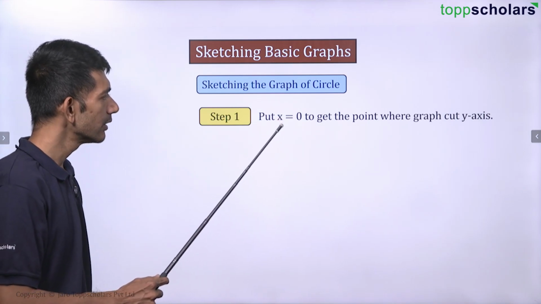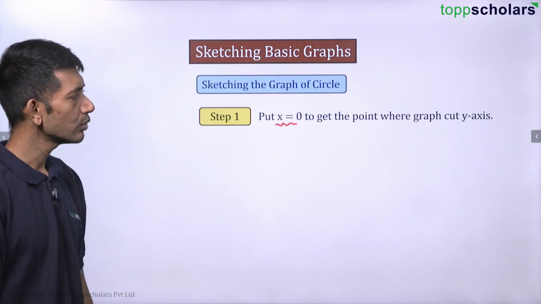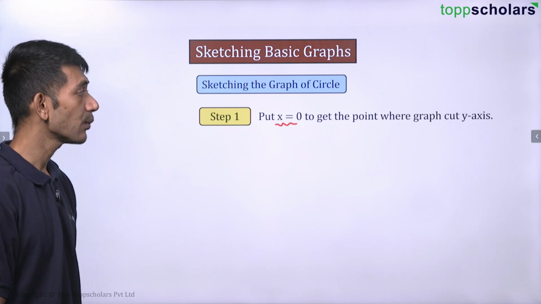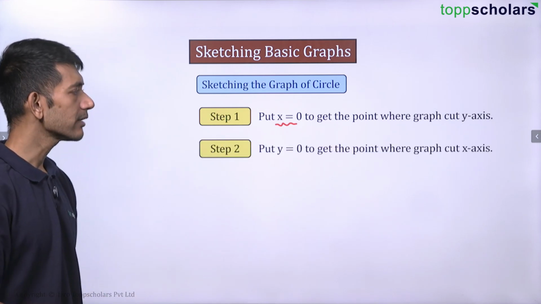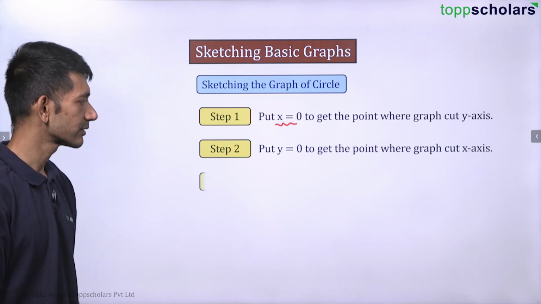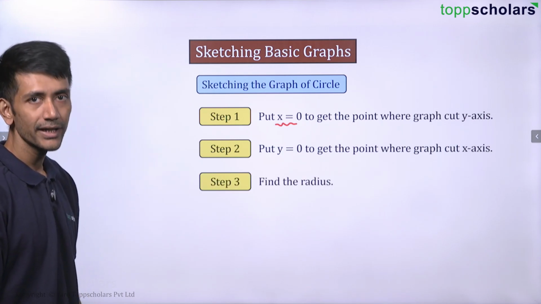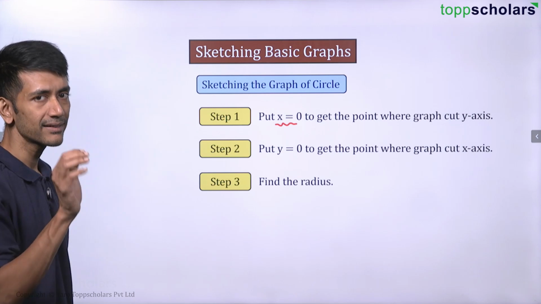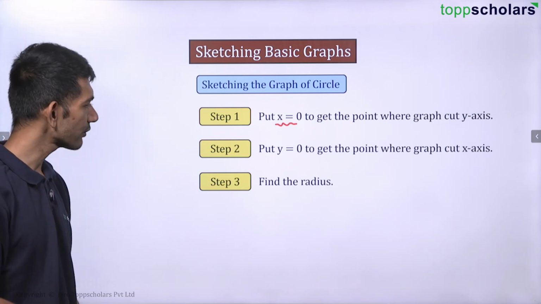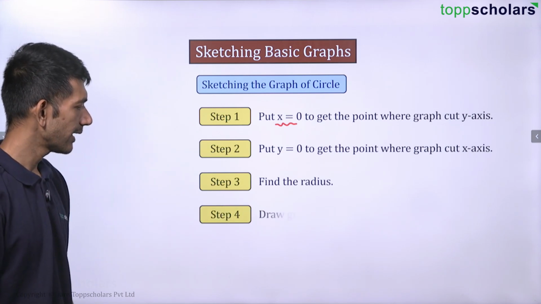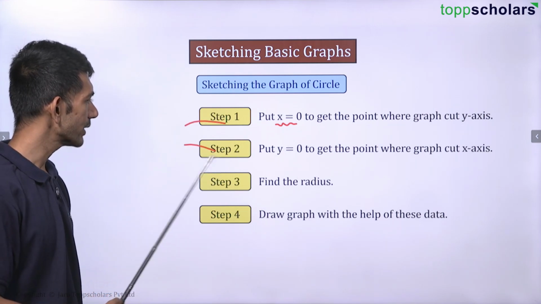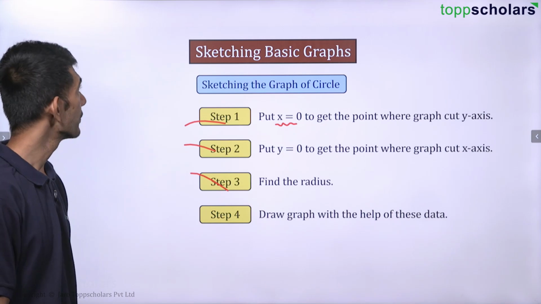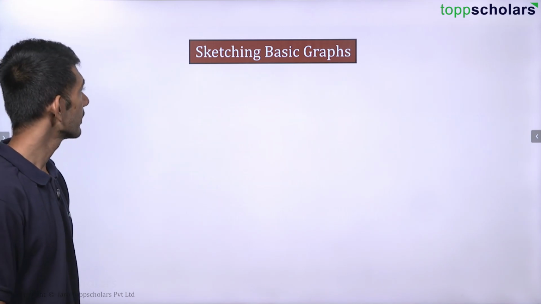So firstly, we will put x as 0 to get the point where the graph cuts the y-axis. Then we will put y as 0 to get the point where the graph cuts the x-axis. And then we'll find out the radius, of course. Y-axis, x-axis is fine, but then we need to know the radius of the circle as well, right? And then we'll draw the graph with the help of whatever data we have in step 1, step 2 and step 3. Okay, so let's begin.